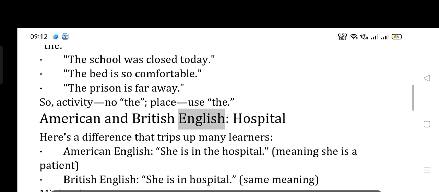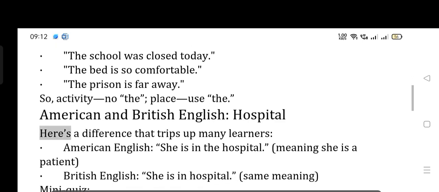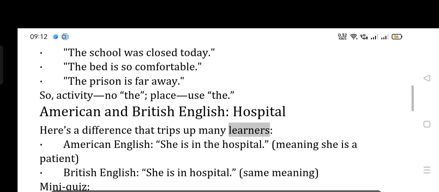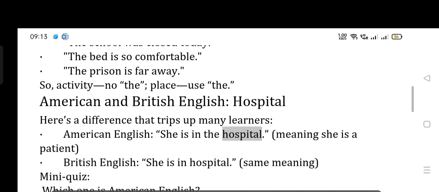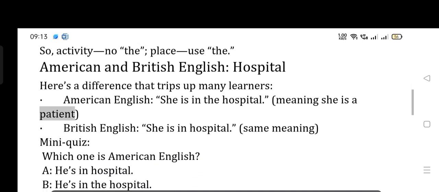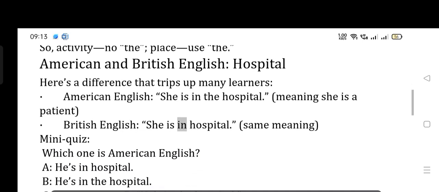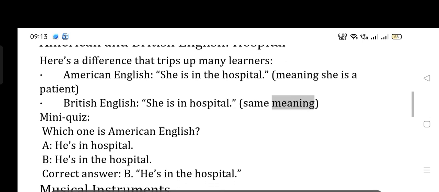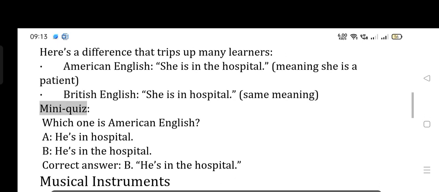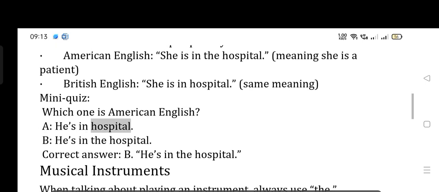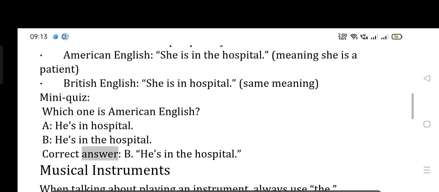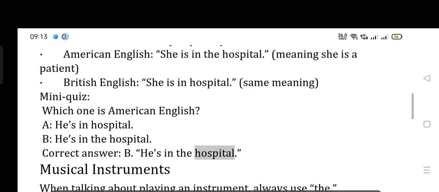American and British English: hospital. Here's a difference that trips up many learners. American English: she is in the hospital, meaning she is a patient. British English: she is in hospital. Same meaning. Mini quiz: which one is American English? A. He's in hospital. B. He's in the hospital. Correct answer: B. He's in the hospital.